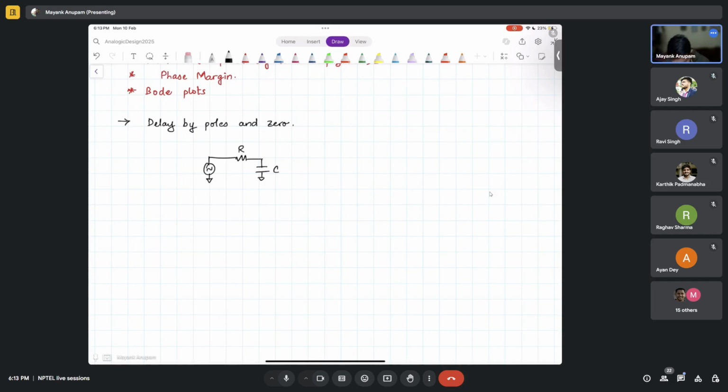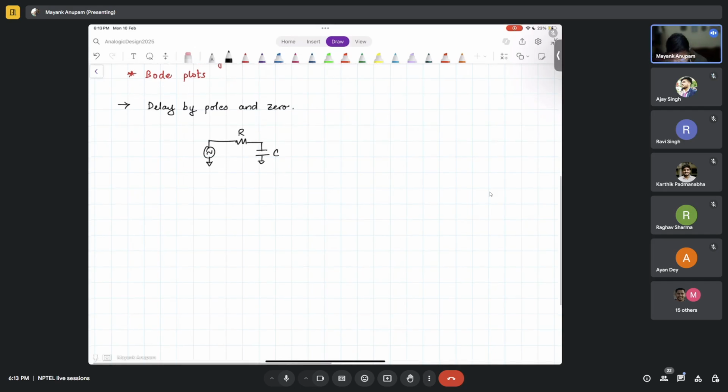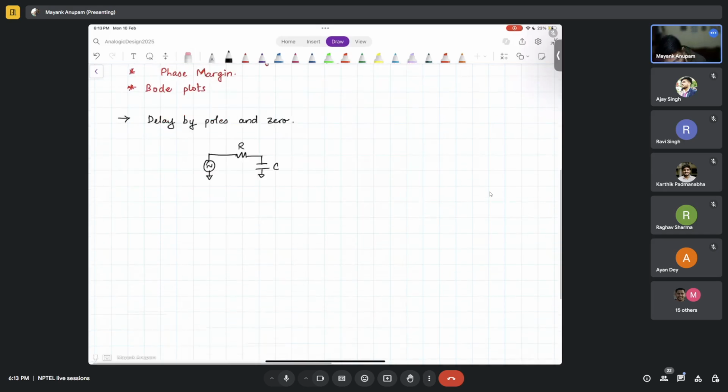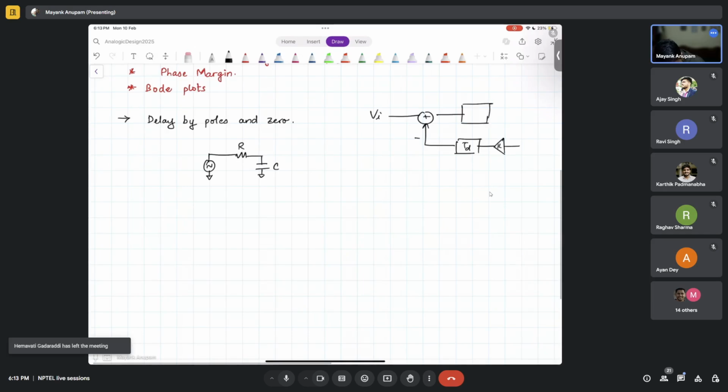Now, the thing is, in the second week we learned that all the analysis was done with an ideal delay, right? There was an ideal delay in the loop. If you remember, there was this Vi, and this was the situation. There was a minus, so there is Td, and here let's say this is K, and there was an integrator here, right?